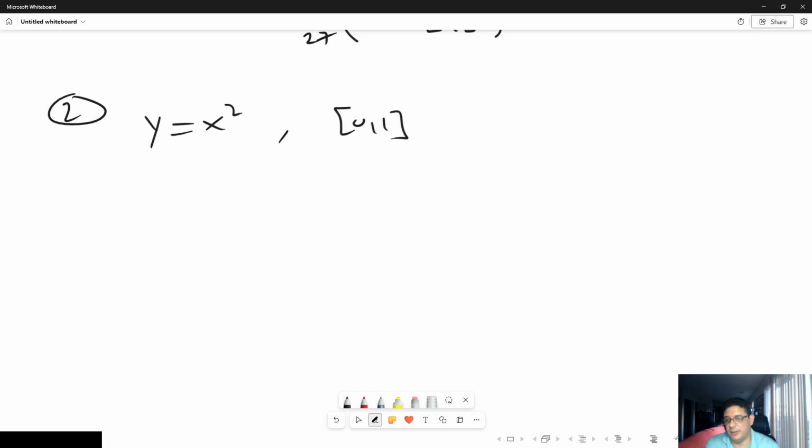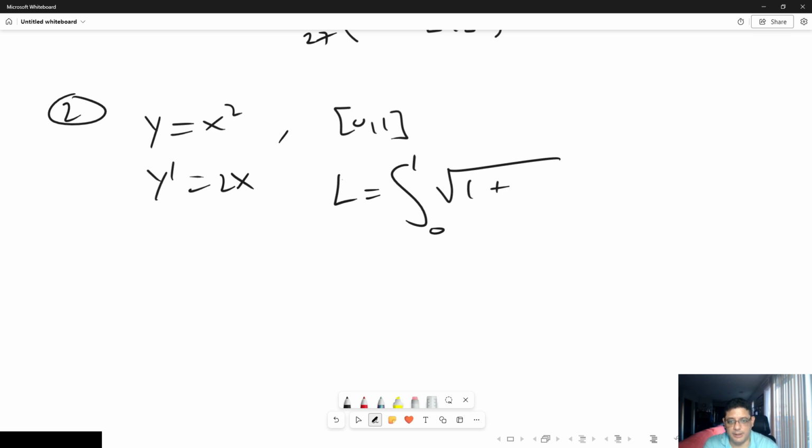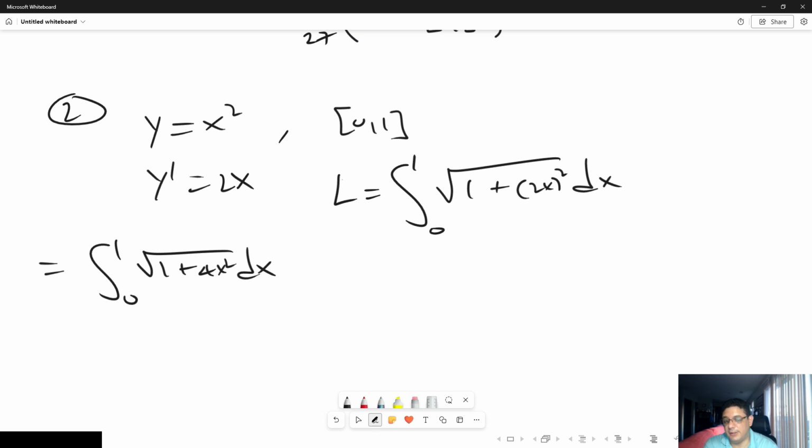There's nothing special to do here. y prime is going to be 2x. And so the arc length is going to be the integral from 0 to 1 of the square root of 1 plus y prime squared, which is 2x squared, dx. And so that's the integral from 0 to 1 of the square root of 1 plus 4x squared dx. And so this integral is a trigonometric substitution type of integral.